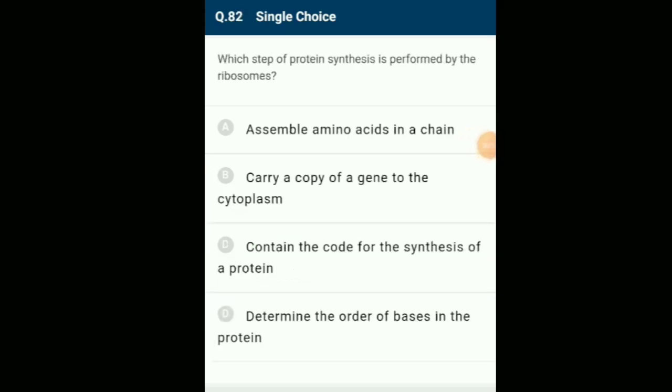Number 82. Which step of protein synthesis is performed by ribosomes? Ribosome holds the mRNA containing the triplet codes for amino acid and arranges the amino acid in a chain during the process of translation, where tRNA brings the specific amino acid based on the codon sequence. So the answer is option A, assemble amino acids in a chain.